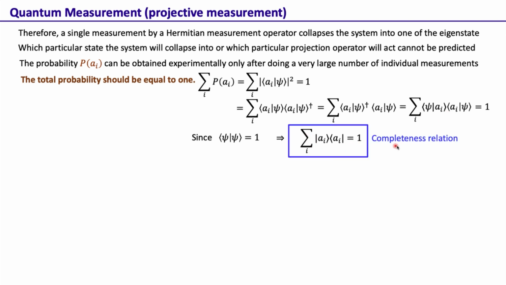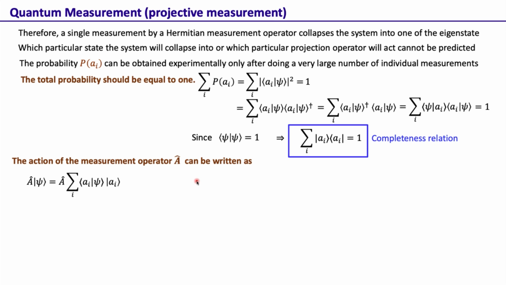So this is essentially a completeness relation which says that the sum of all these projections has to equal 1, and this means that when we do the measurement, one of the projectors has to become active and the system has to be found in one of the eigenkets. So that's what it means. That's the completeness relation we get from the fact that the total probability of measurement has to be equal to 1.